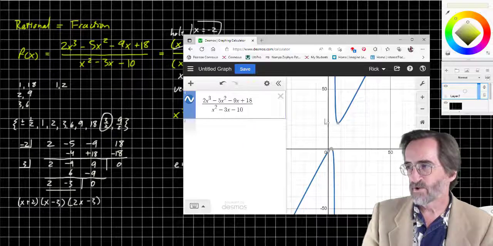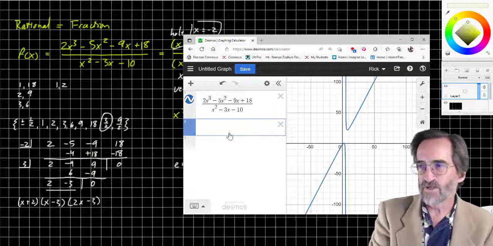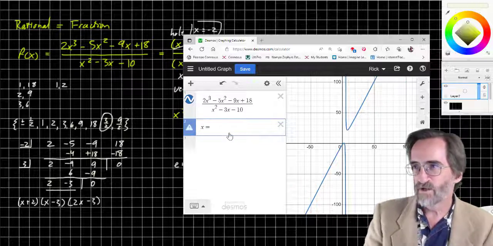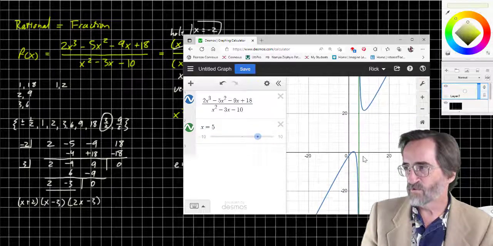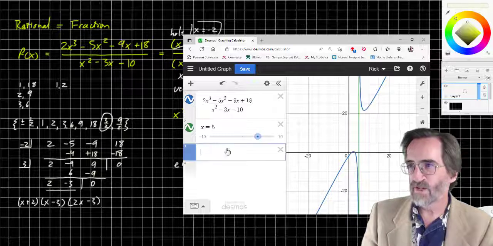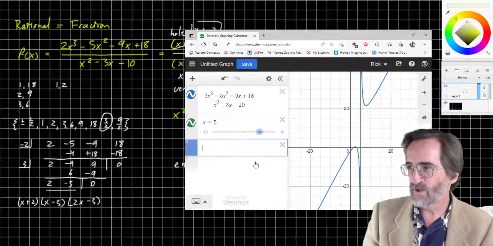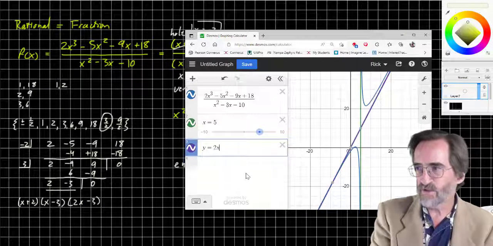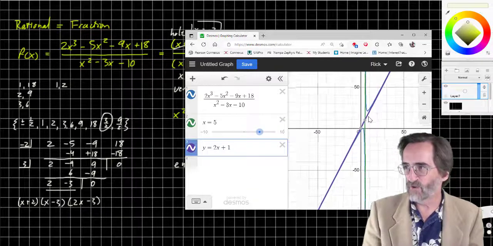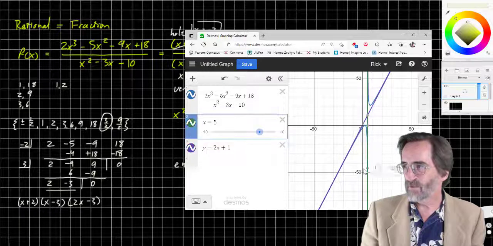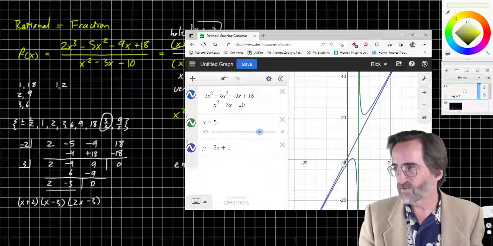So there's my graph. Let's check our asymptotes. We said there's a vertical asymptote at x equals 5, and there it is. At x equals 5 there seems to be a vertical asymptote, and the end behavior is y equals 2x plus 1, and there we have it. The function approaches that as we move out. So it does verify.